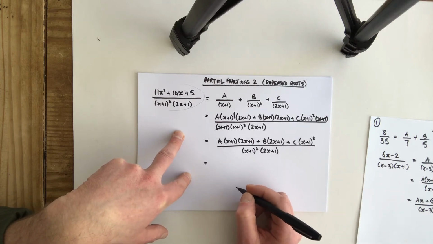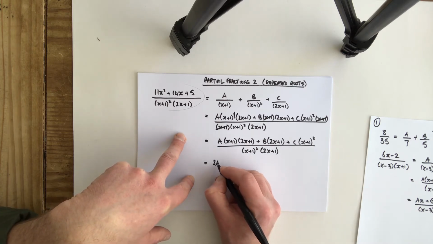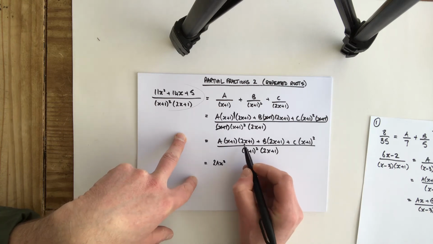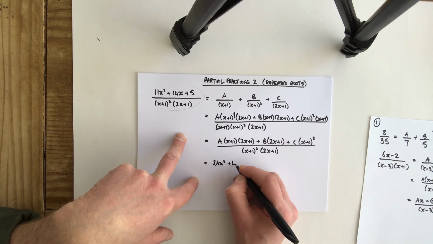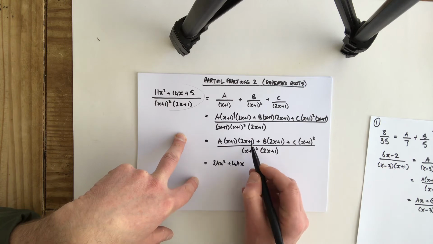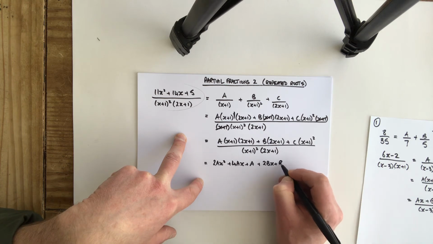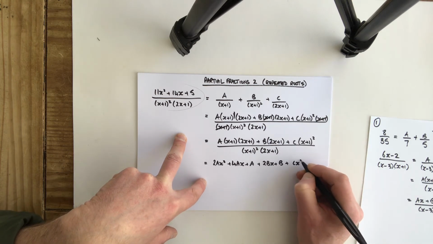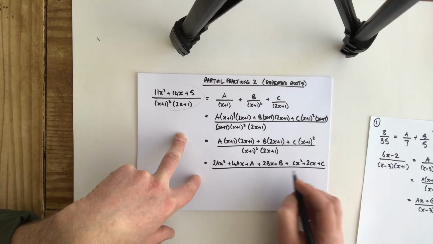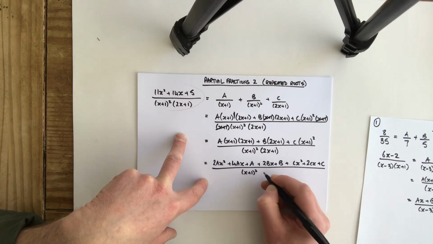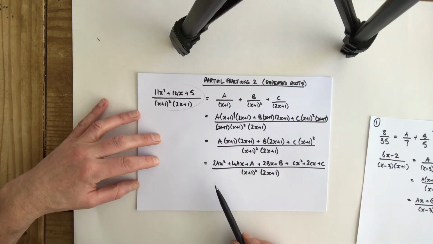Okay, now I'm going to multiply everything out. So here I'm going to have 2ax squared, a 3x there, plus an x is a 4x times a, so 4ax, and an a, plus 2bx plus b, plus cx squared, plus 2cx plus c, all over x plus 1 squared times 2x plus 1. Now I'm going to equate the constants.